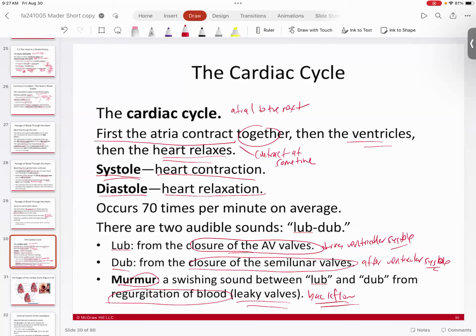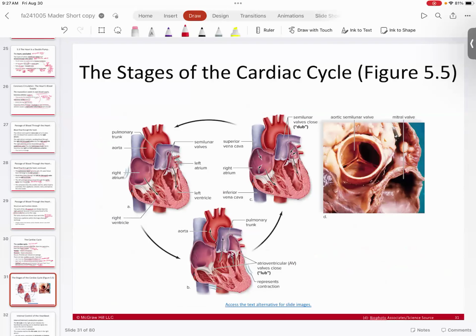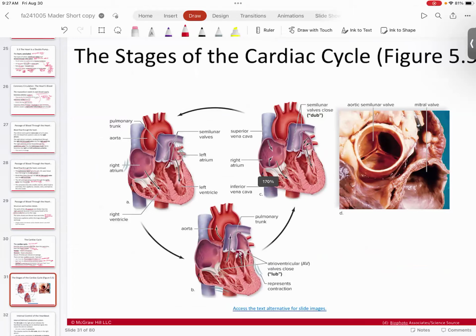And it's not necessarily catastrophic. It depends on how bad it is. But you know, your heart can tolerate probably a little bit of inefficiency when it comes to regurgitation. It just can't be excessive, because otherwise you're not going to be able to get enough blood out to your body. So this is kind of like the stages of the cardiac cycle.